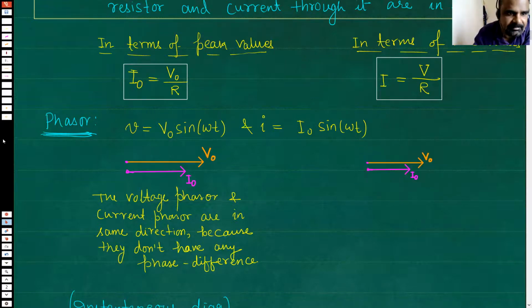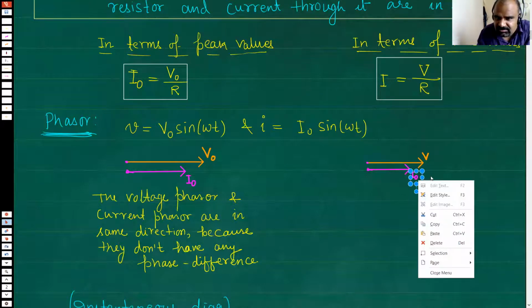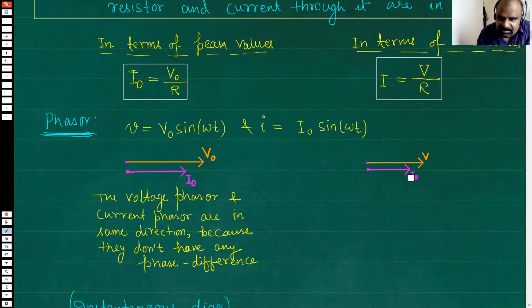Then what about this voltage? Will it become V RMS? Yes. What about this current? Will it become I RMS? Yes. So what is the benefit of this? The benefit is that now it has become RMS values.